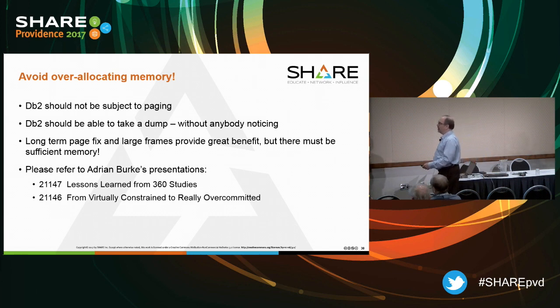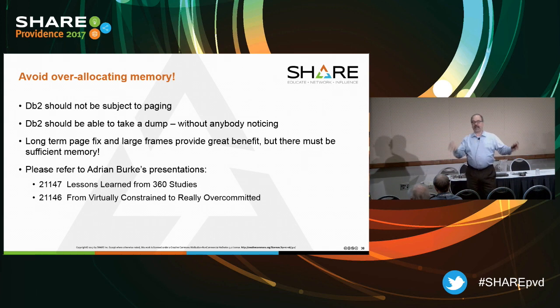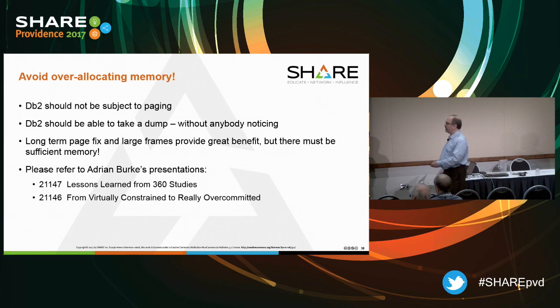And again, I love long-term page fix, love large frames to avoid misses in the translation look-aside buffer. But if you are not careful with those things, you can take storage that either other parts of DB2 or other parts of the z/OS environment need and can cause problems. You have to make sure you have plenty of storage before you do this, and you need to get the calculations right.